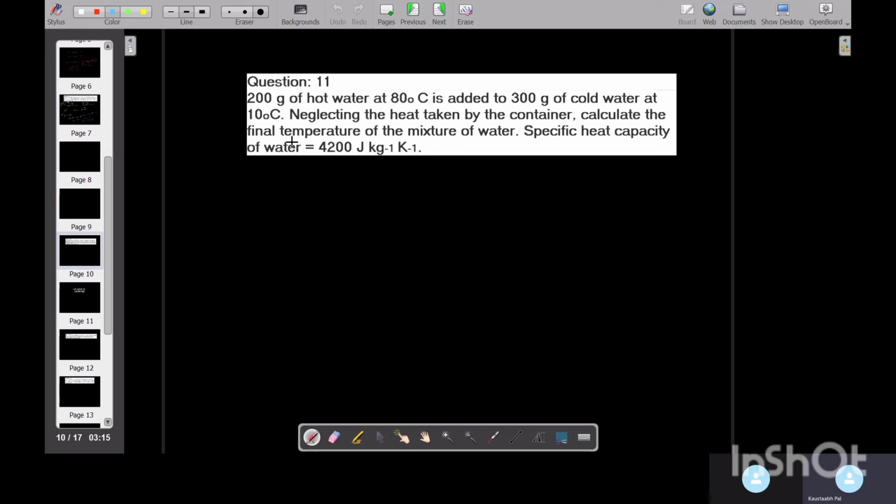Let me move on to this sum. 200 gram of hot water at 80 degrees Celsius is added to 300 gram of cold water at 10 degrees Celsius, neglecting the heat taken by the container. Calculate the final temperature of the mixture.